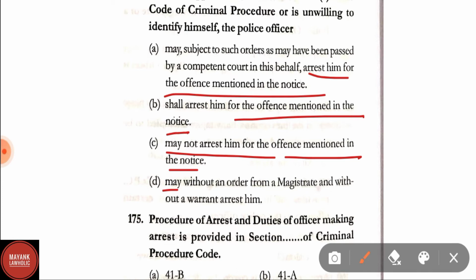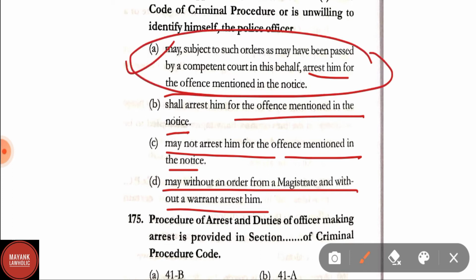And option D, may without an order from a magistrate and without a warrant arrest him. In question number 174, correct answer is option A, that is may subject to such orders as may have been passed by a competent court in this behalf, arrest him for the offence mentioned in the note.